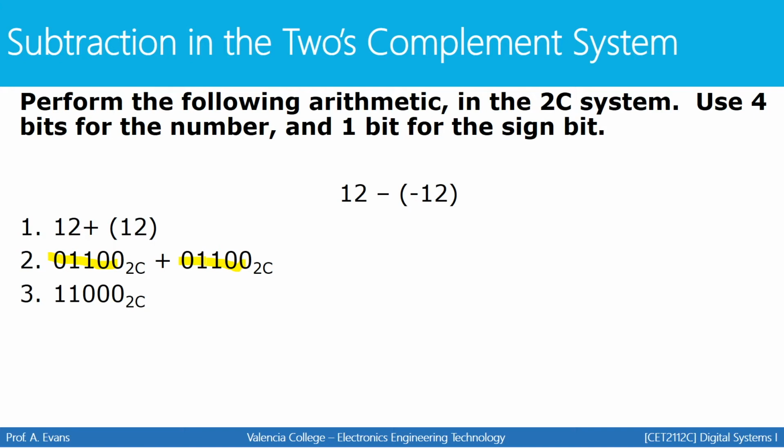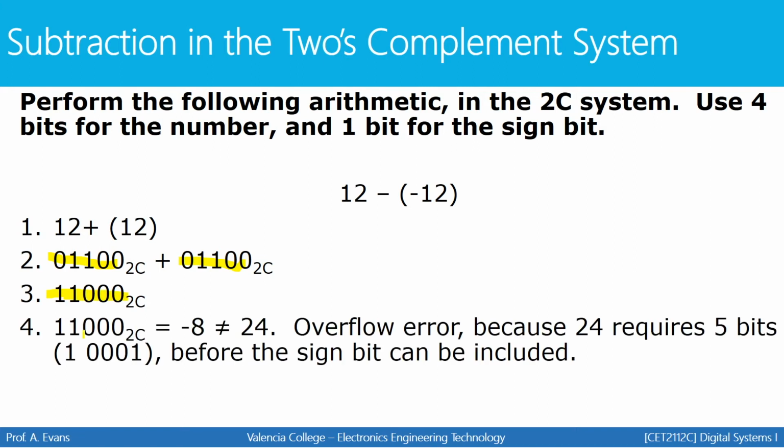Now think about it like this. 12 plus 12 should be 24. But this right here is equal to negative 16 plus 8, which is negative 8. That's not 24. So we can see that when we add these two numbers together, we do not get what we're expecting. Even if I throw away the carry, I still don't get the answer I was expecting. So that's another overflow error, because 24 requires 5 bits before the sign bit can be included, and we only have 4.